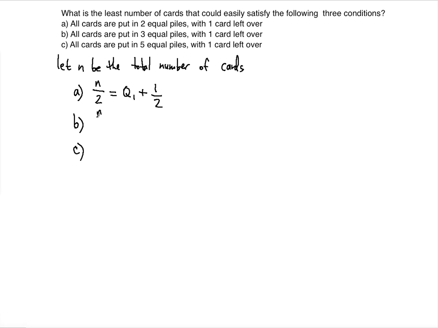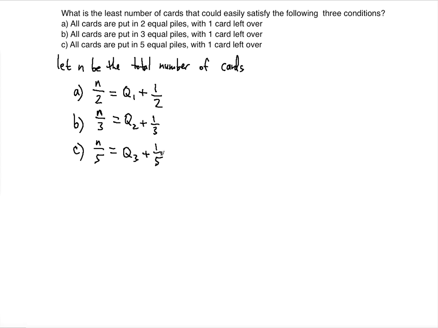So n divided by 3 this time for condition B is equal to the second quotient, and these quotients are going to be distinct, plus 1 divided by 3, because the remainder 1 is one card left over. And lastly, n divided by 5 this time, because 5 equal piles, is going to be equal to the third distinct quotient plus 1 over 5. Remainder 1 divided by the divisor 5.